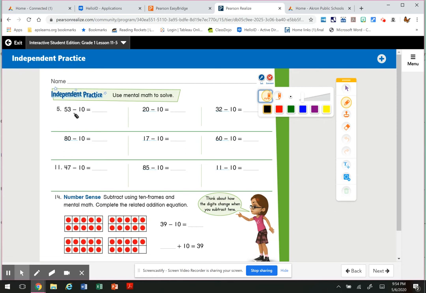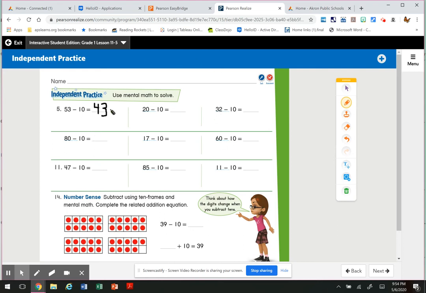So 53 minus 10. So we look at our number in the tens digit. In the tens column, we have 5 and we have 1. So the 5 is going to decrease by 1. So it becomes, that's right, a 4. And the digit in the ones column is a 3 and a 0. So the 3 is going to stay the same. So 53 minus 10 equals 43.